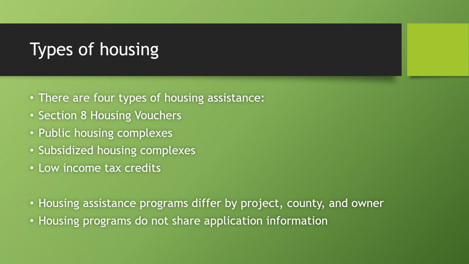Housing programs do not share application information. Because the assistance might be tied to a particular program or to a particular building or to a particular developer, that information is not carried over. Consequently, if you apply for a subsidized housing complex, your application is not part of a Section 8 housing complex or a Section 8 housing voucher. It is best to make sure and check with those organizations that your application is valid and to apply at each one.